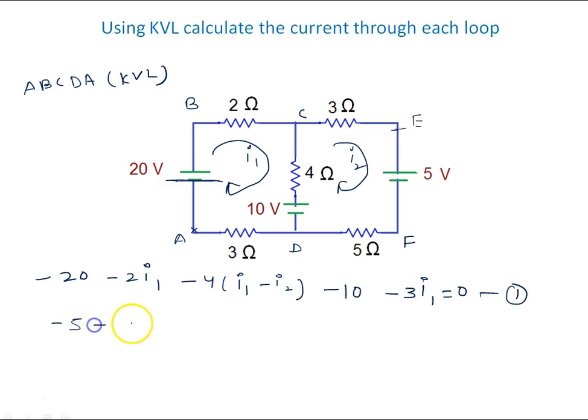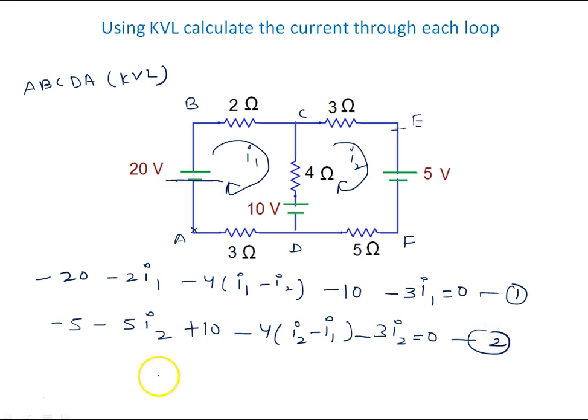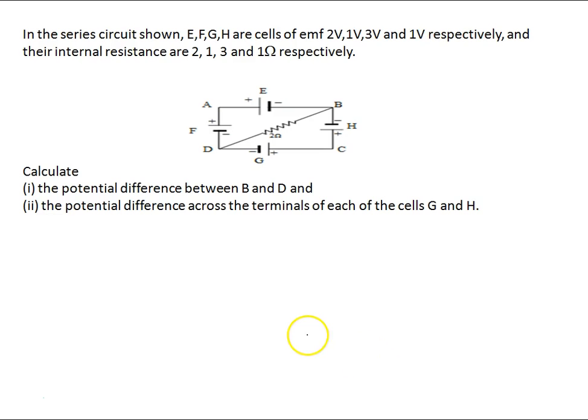Minus 5, minus 5 I2, then plus 10 volt, minus 4 (I2 minus I1), minus 3 I2 equal to 0, equation number 2. Now you solve yourself the value of I1 and the value of I2. It's your job. Okay. So please make one correction so that your answer will match in this battery. Then we move to the next question.